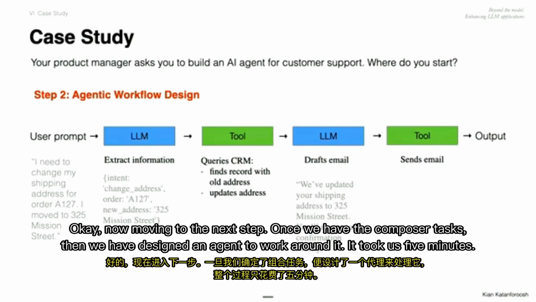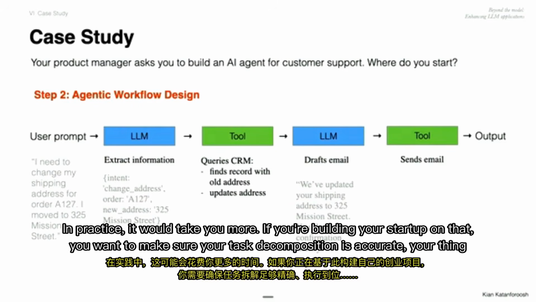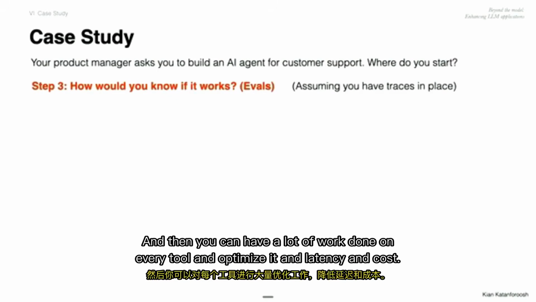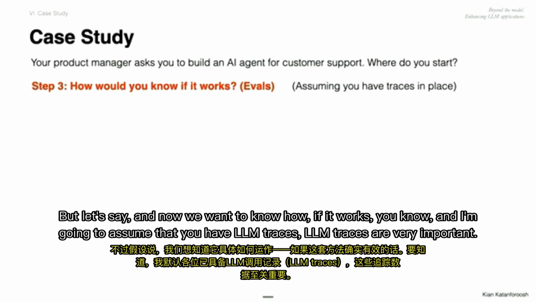Okay, now moving to the next step. Once we have decomposed our tasks, then we have designed an agentic workflow around it. It took us 5 minutes. In practice, it would take you more. If you're building your startup on that, you want to make sure your task decomposition is accurate. And then you can have a lot of work done on every tool and optimize it for latency and cost. But let's say now we want to know if it works. I'm going to assume that you have LLM traces. LLM traces are very important.